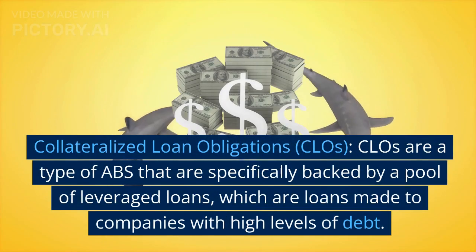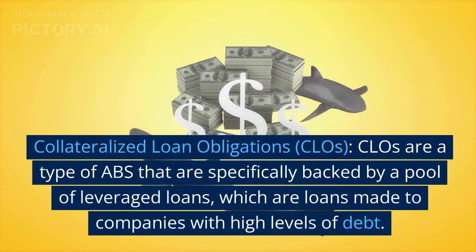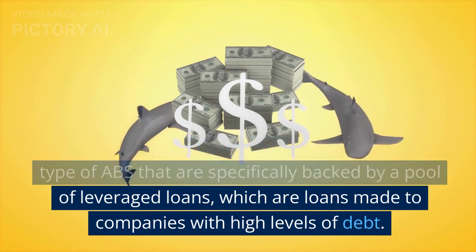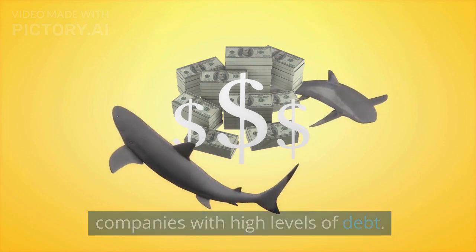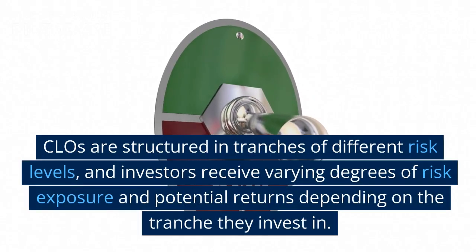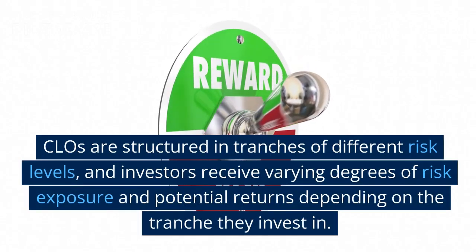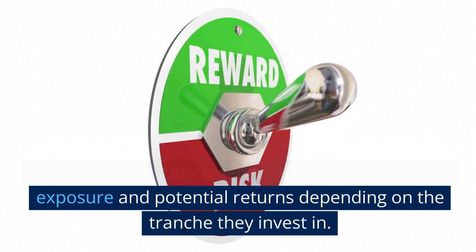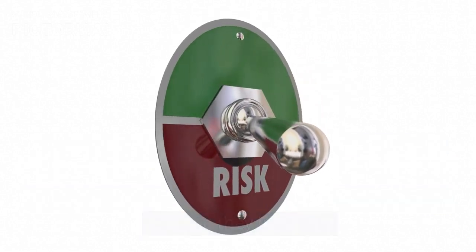Collateralized loan obligations, CLO, are a type of ABS that are specifically backed by a pool of leveraged loans, which are loans made to companies with high levels of debt. CLO are structured in tranches of different risk levels, and investors receive varying degrees of risk exposure and potential returns depending on the tranche they invest in.